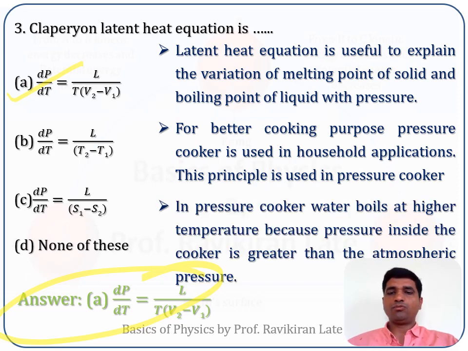In a pressure cooker, water boils at a higher temperature because the pressure inside the cooker is greater than atmospheric pressure. When water is converted into the gaseous phase, its volume is higher. In that case dP by dT will be a positive quantity, because V2 minus V1 is positive. So with the application of pressure, the boiling point of the water increases. That is why a pressure cooker is used in kitchen household applications.